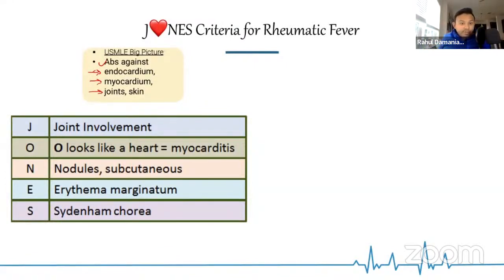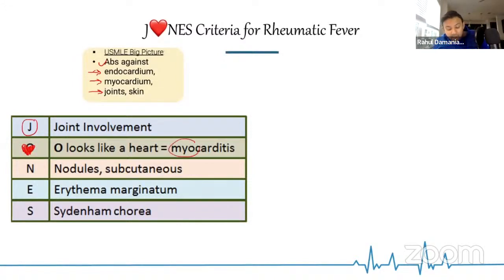And now let's go through the Jones criteria. You typically need two major criteria to clinch the diagnosis of acute rheumatic fever. So you have J for joint involvement. The O you can turn into a heart, and you can think of that heart representing the carditis that you could get.